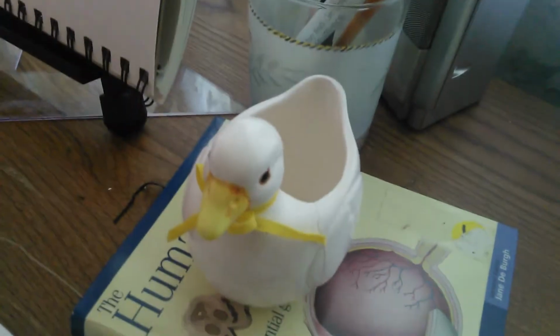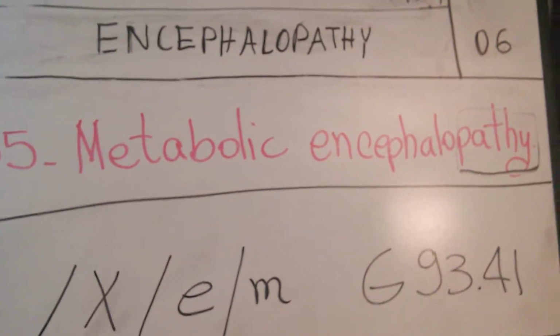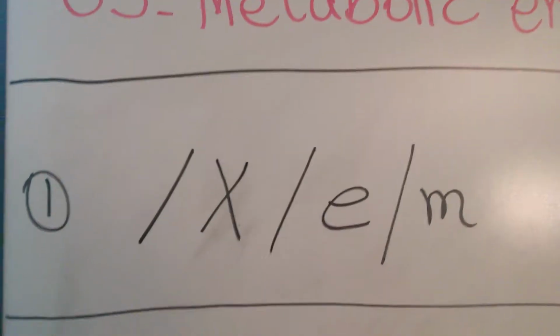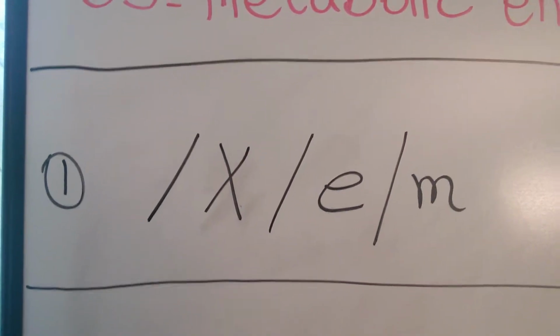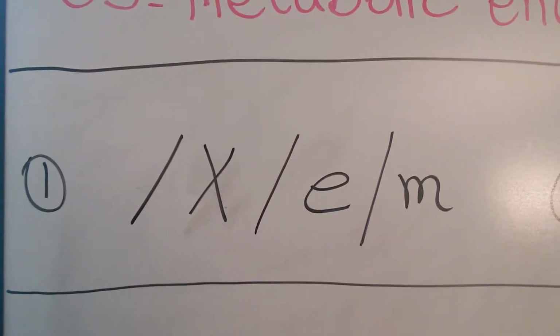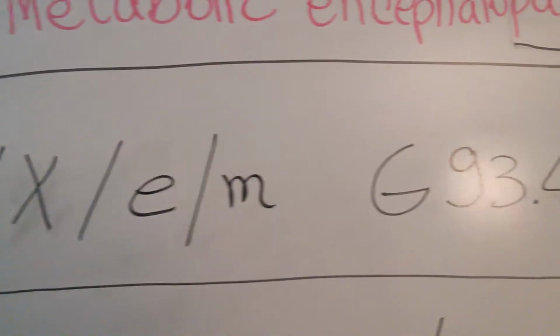All right, so while Stephanie is getting the book ready, I'm going to remind you that the problem is metabolic encephalopathy, and this is the path for the index. We're going to go to the index, then we're going to go to encephalopathy, and then we're going to go to metabolic, and we're going to find this code. So, Stephanie, you ready?